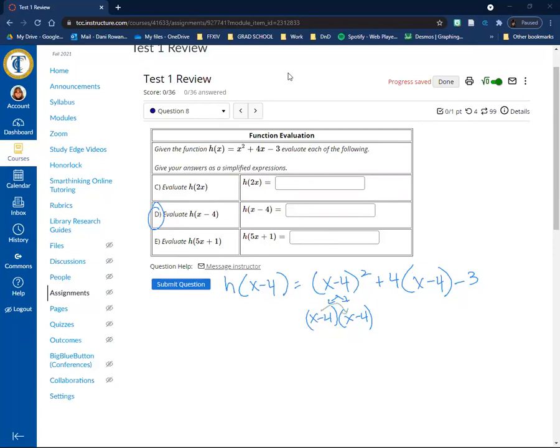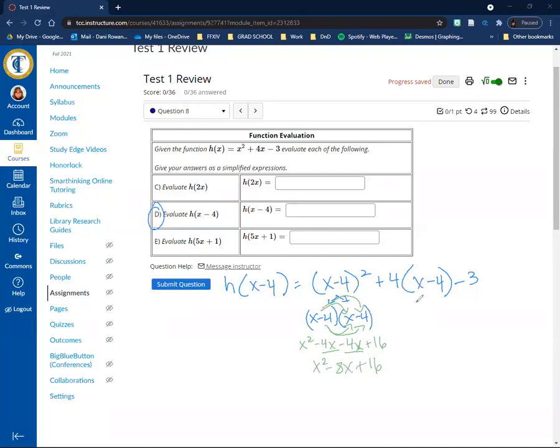So what's this become? X times x is? X squared. X times negative 4? Negative 4x. Negative 4 times x? Negative 4x. And negative 4 times negative 4? 16. Yeah. Combine like terms. What's negative 4 plus negative 4? Negative 8x.